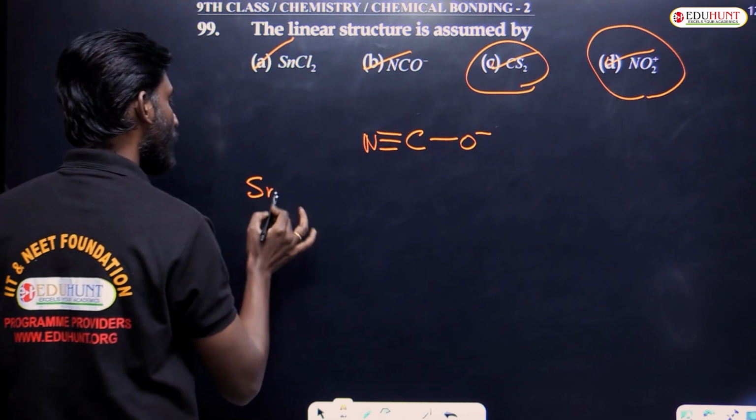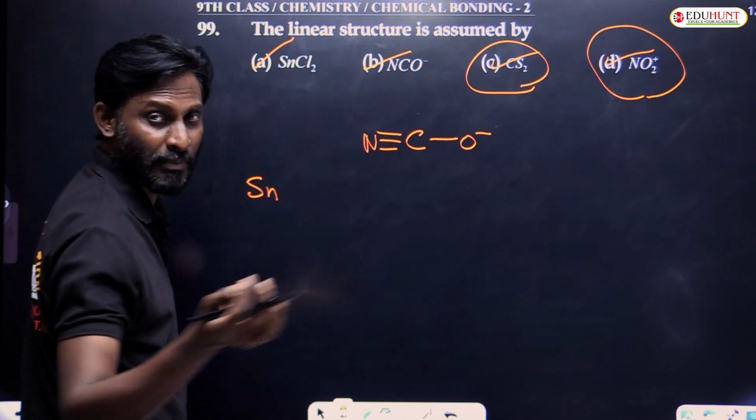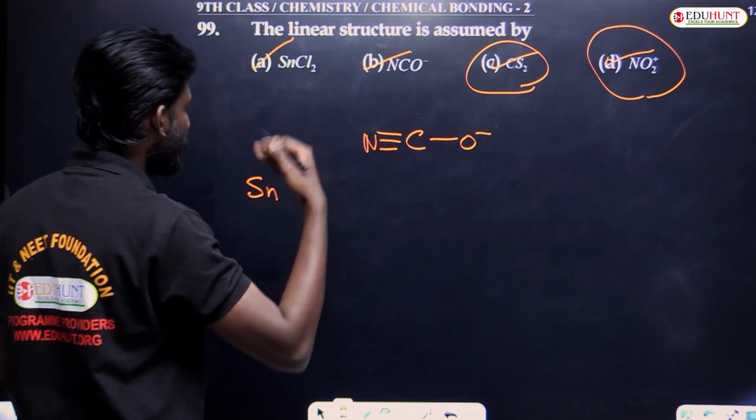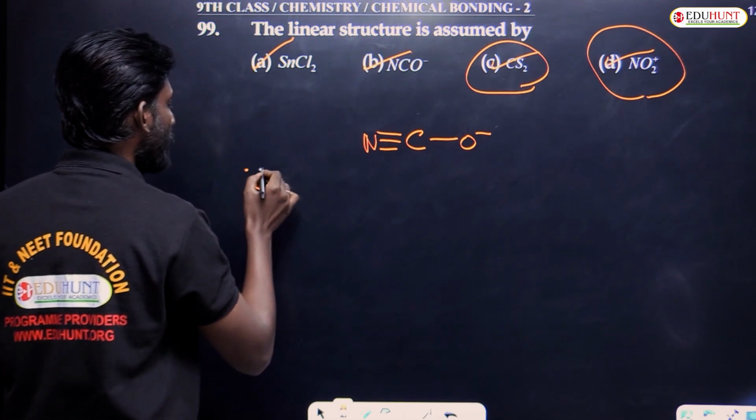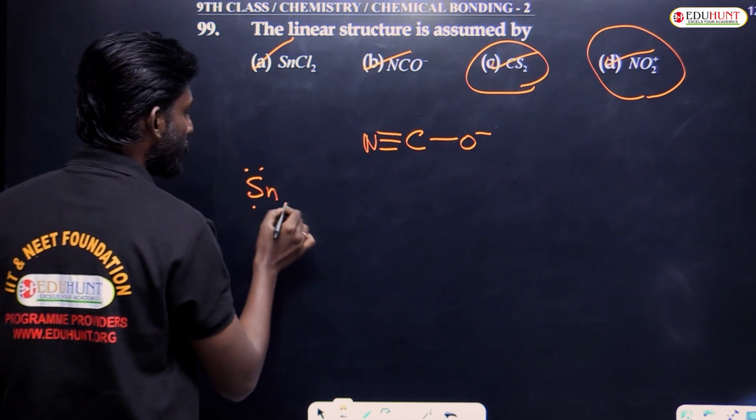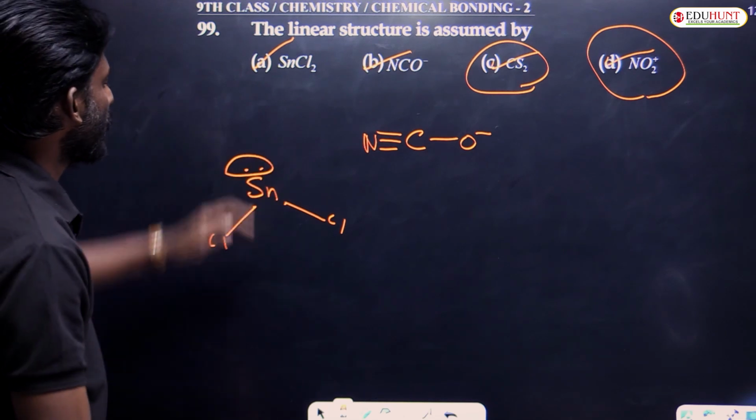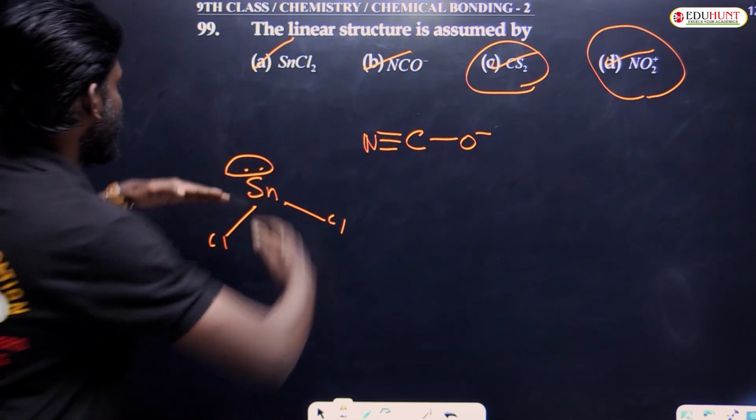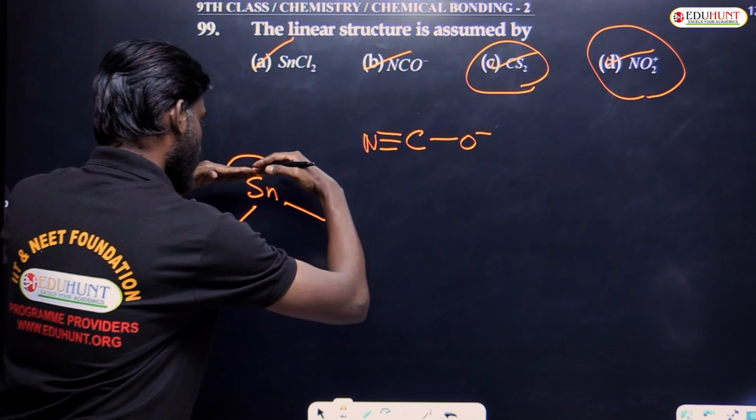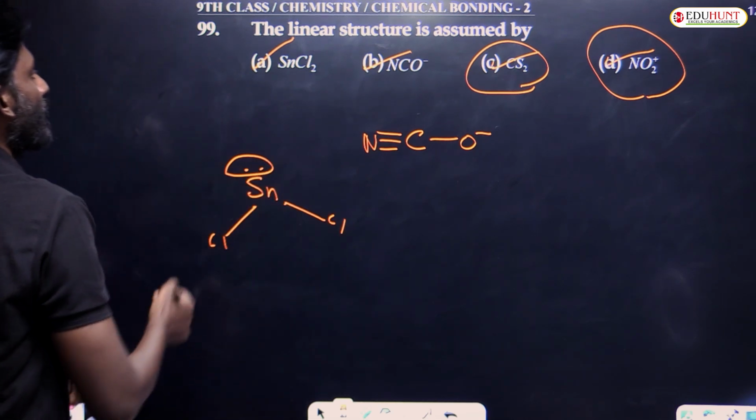Sn: carbon, silicon, germanium, tin. So carbon is going to be in which family? Tin belongs to the carbon family. So 1, 2, 3, 4. So one chlorine, another chlorine. This is the lone pair. Because of this lone pair, bond pair repulsions, the bond angle is not 180. So the geometry is not linear, it is going to be angular.